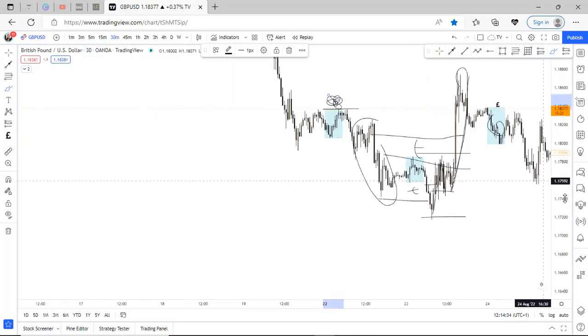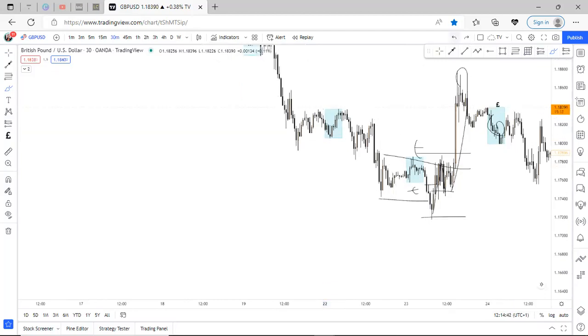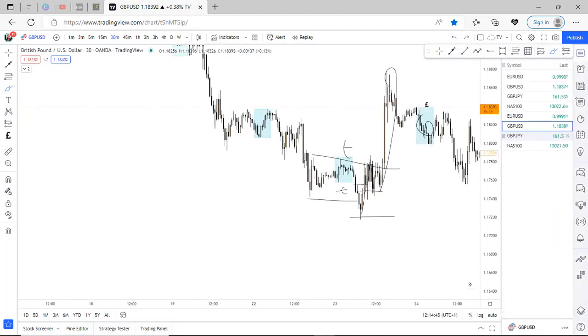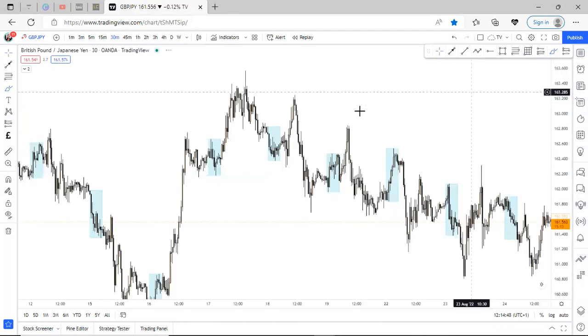So both sides of the Asian session act as liquidity to be grabbed. But not at all times will everything be grabbed. Okay, let's move to GBP JPY. You can see it works on all pairs. It works.